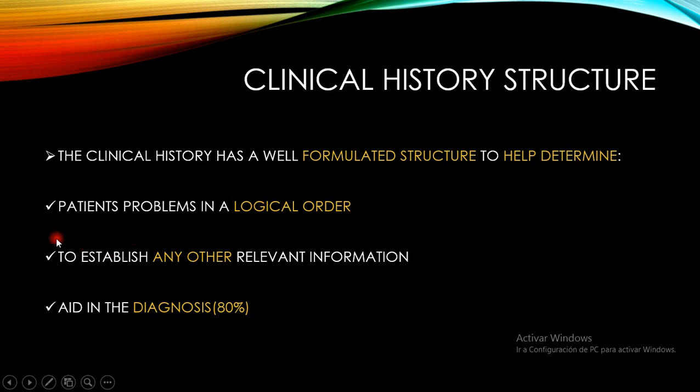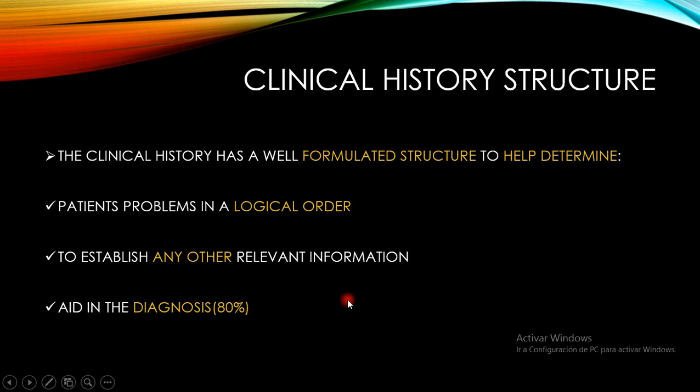Dos, to establish any other relevant information. Para establecer cualquier otra información relevante, right? Para eso son los otros pasos de la historia clínica. Historia familiar, social, farmacológica. Vamos a encontrar datos relevantes que nos ayuden a lo que diagnosticamos. And number 3, nos ayuda, nos apoya en el diagnóstico. It aids in the diagnosis 80%.